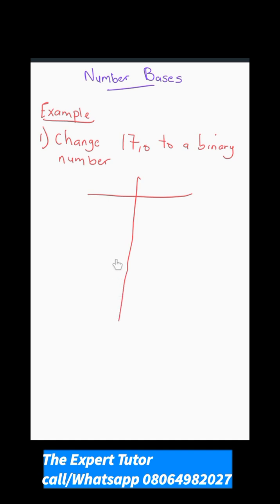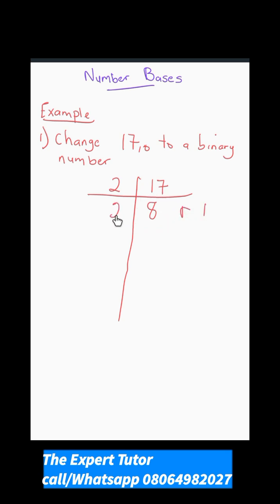Remember, I always say watch this video as many times as possible for you to understand. So this becomes 17 here, and this will be 2 since binary is base 2. Now 17 divided by 2, how many times? It's going to be 8 times with a remainder of 1, because 8 times 2 is 16, and 16 plus 1 gives you 17. So that's 8 remainder 1.